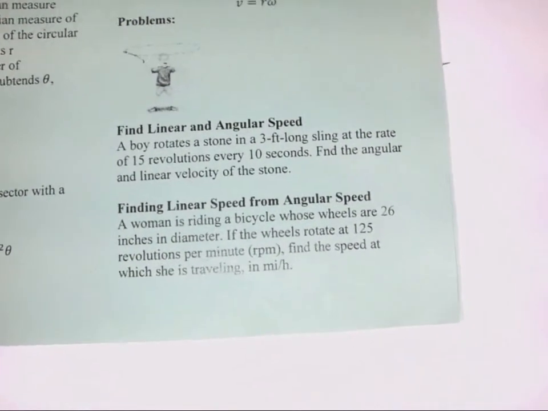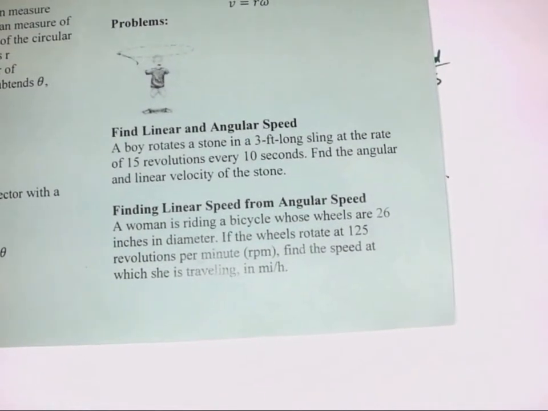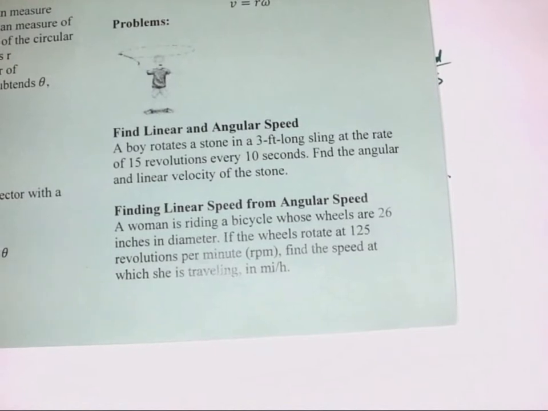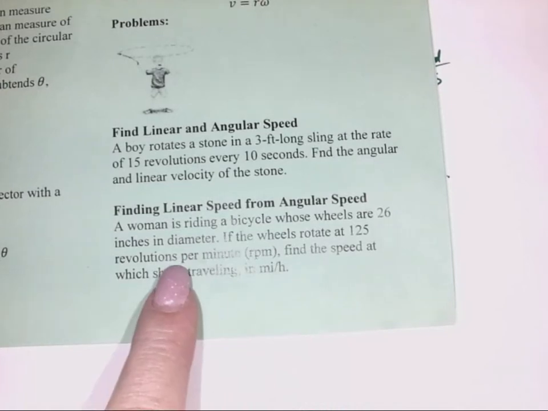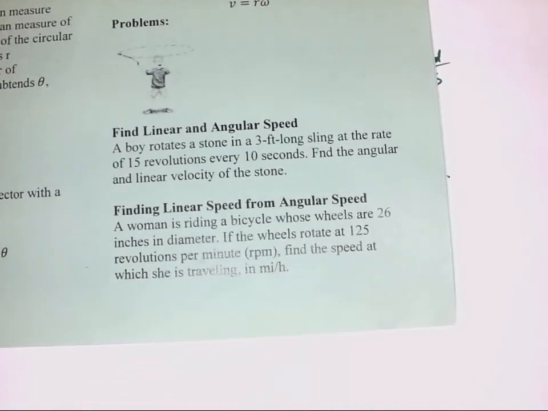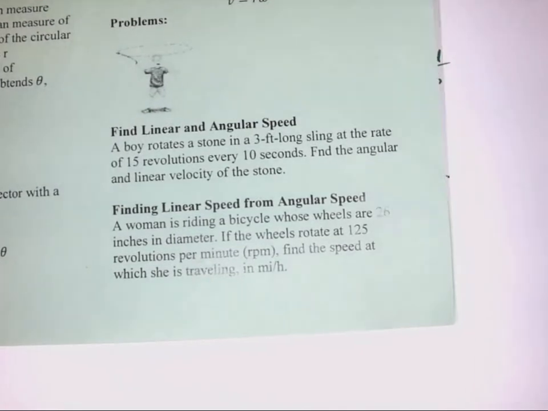So let's go find the linear speed from the angular speed. We have a woman riding a bicycle whose wheels are 26 inches in diameter. If the wheels rotate at 125 revolutions per minute, RPMs, find the speed at which she is traveling in miles per hour. We're going to be doing some conversions here.